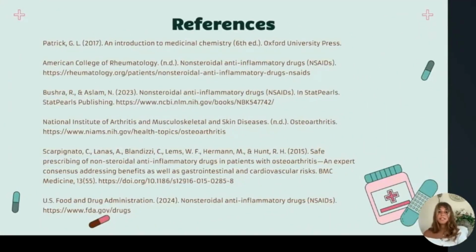These are the references I used to create my presentation. I used a course textbook along with reliable medical sources and research articles to make sure the information was accurate and up to date.